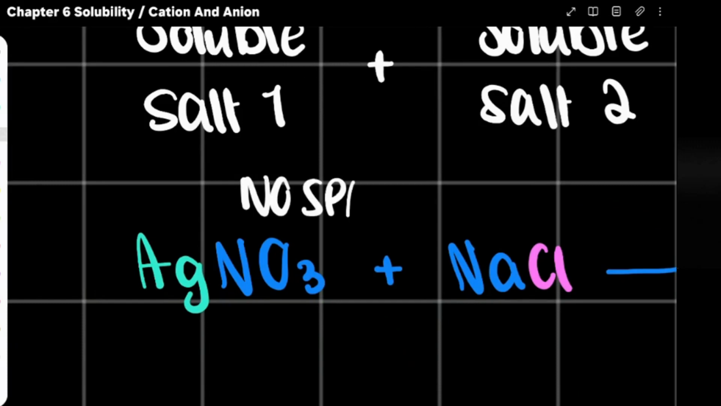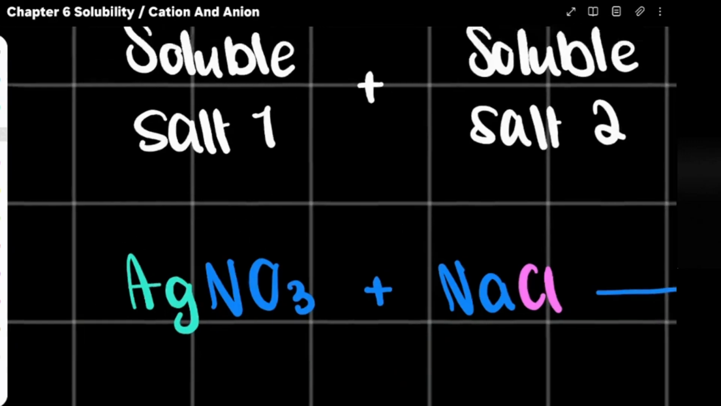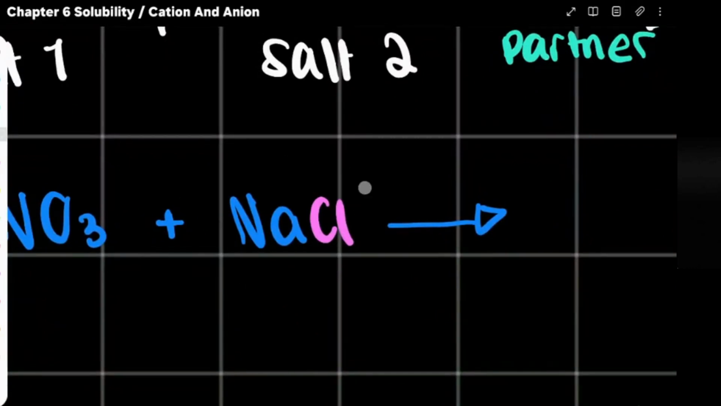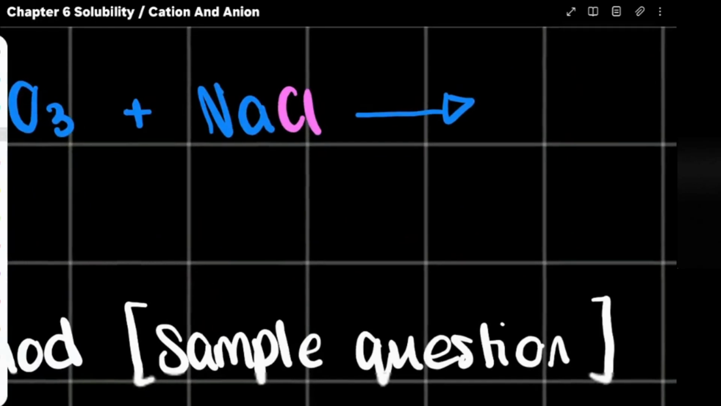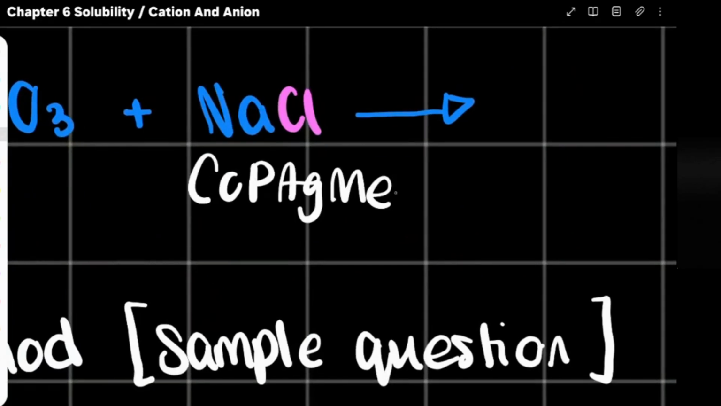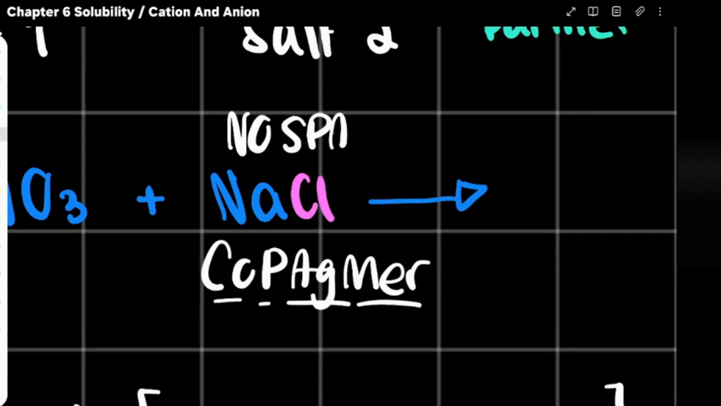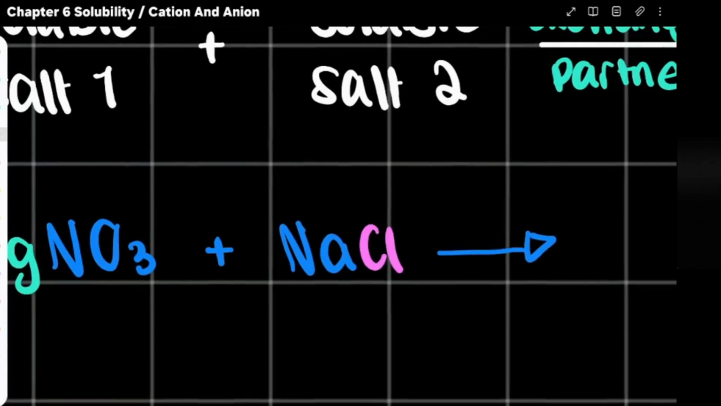Remember the rule, no spam? No spam is always soluble. So this is always soluble. Now the second salt we're going to use is NaCl. Look at the back, chloride. Is there any chloride here? Copacmer. So chloride has to pair with lead, silver, and mercury. Is there any of that? No, there's sodium, and sodium is from no spam as well. So this is also soluble.